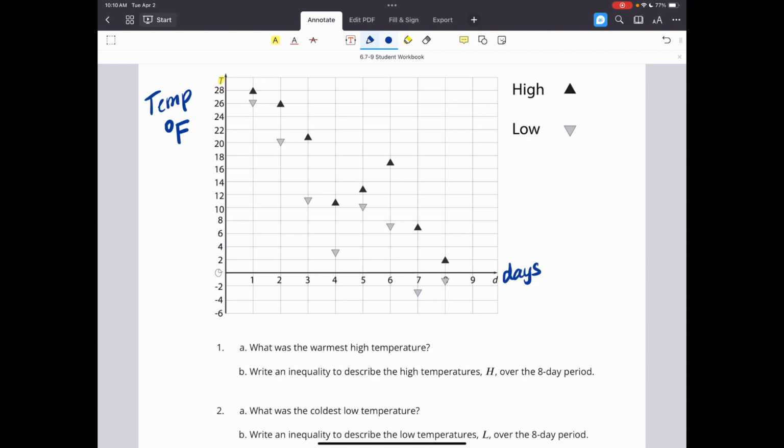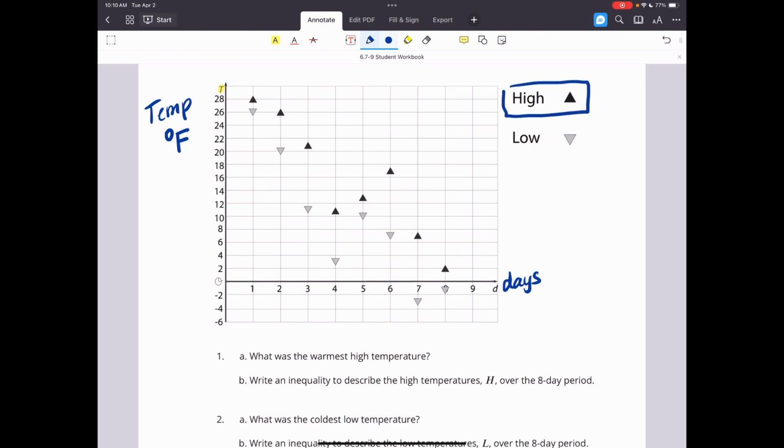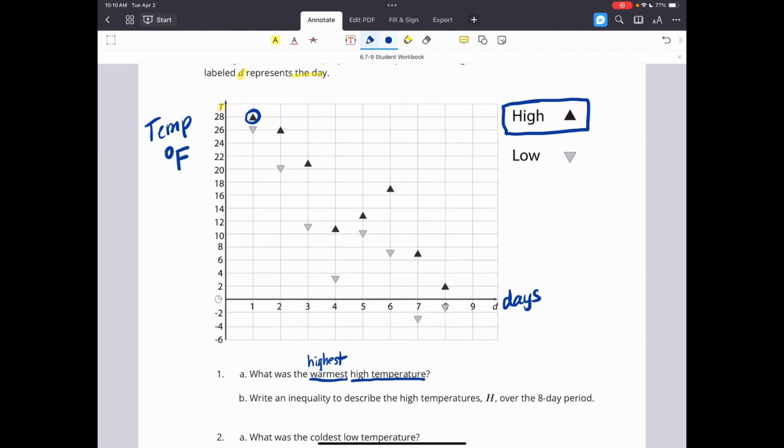What was the warmest high temperature? So again, we've got our labels here that say that the dark triangles are the high amount. So we want to look for the warmest, which means the highest on the graph. So that means that I'm specifically looking at the high dark triangles, and I'm going to look for the warmest, which means the highest on the graph, and that would be this first one. That first one is on the very first day. And what temperature is that? Well, this is day 1. That doesn't mean 1 degree, it means day 1. And if I look to the temperature axis, it's in line with 28 degrees Fahrenheit.